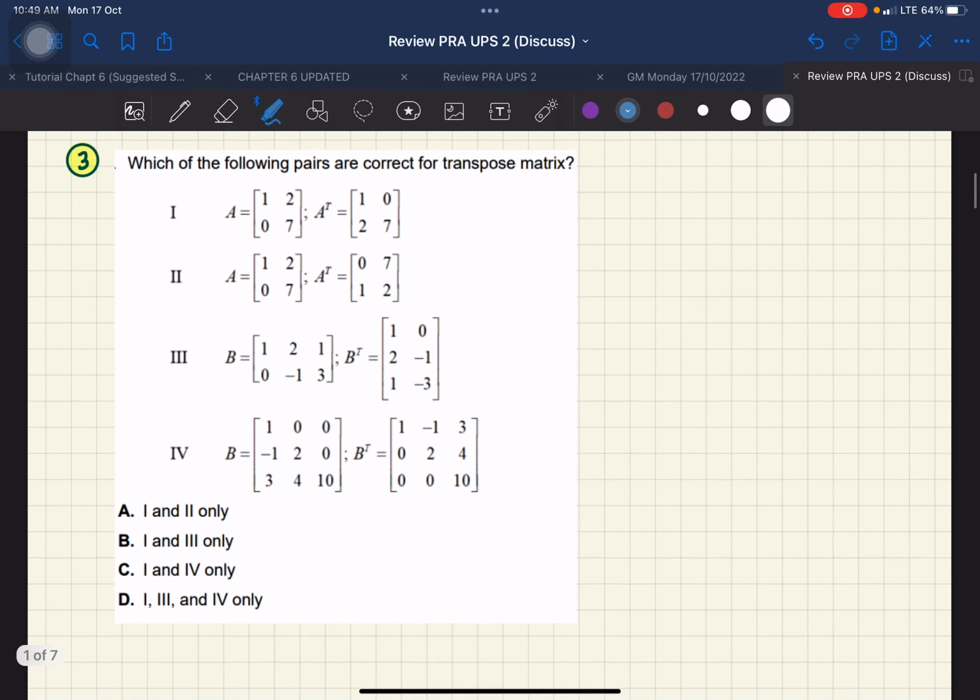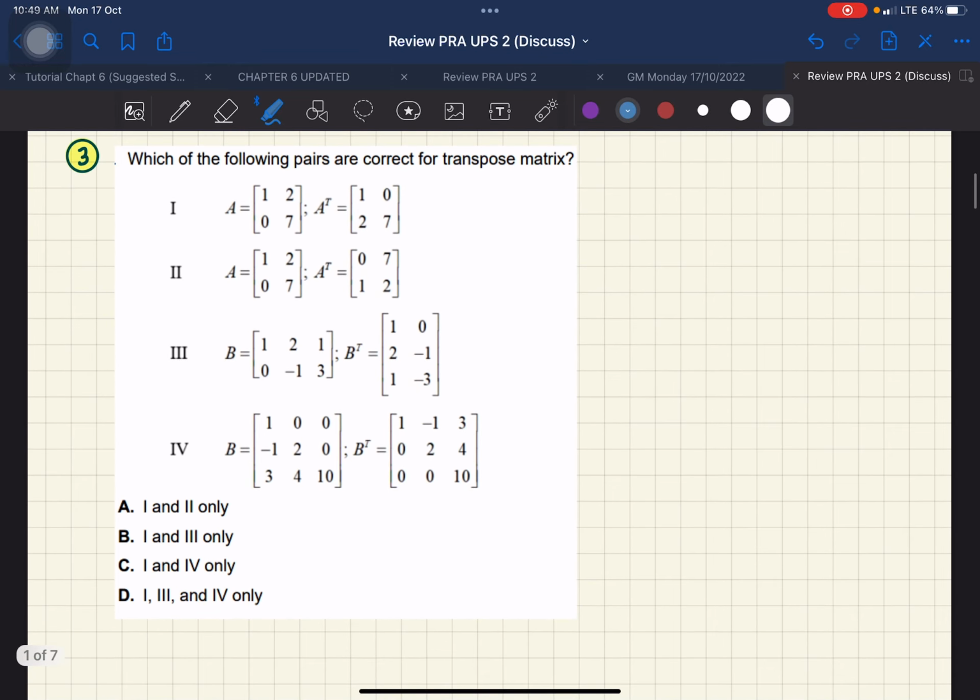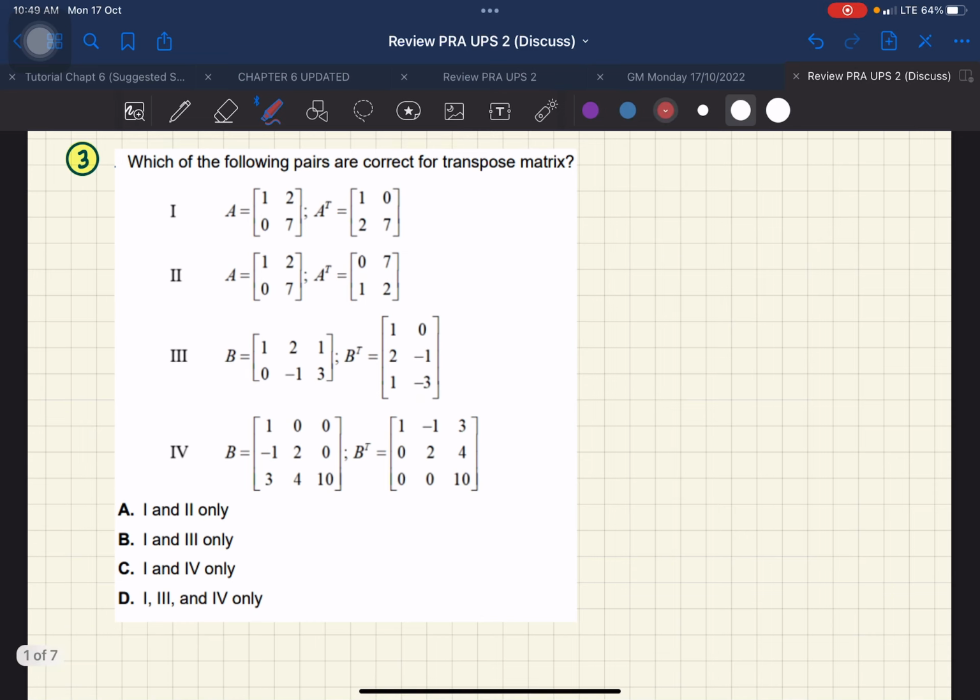Okay, so soalan nombor 3 pula. Which of the following pair are correct for transpose matrix? So this time dia tanya pasal correct statement pula for transpose matrix. So transpose matrix, we know that whatever column that we have is going to be row. Whatever row that we have is going to be column. So dia akan terbalik lah. So tengok one by one.